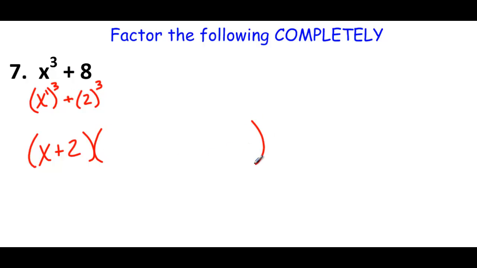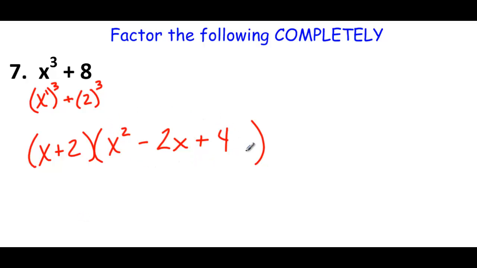Now I'm going to write my second parenthesis, which is going to have a trinomial. It's the first part squared, so x times x is x squared. Okay. The middle term is always the opposite sign, so I'm going to put a minus sign, and then these two multiply together. Well, that's 2x. And then we're always going to take the last one and square it. And anything squared is always positive, so that's going to be plus 4.